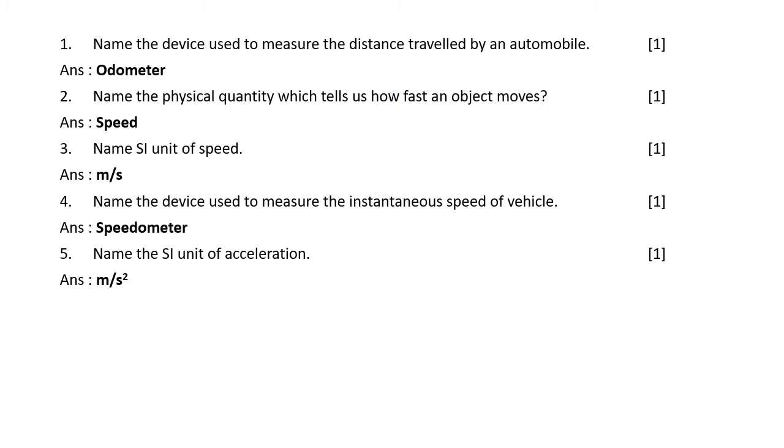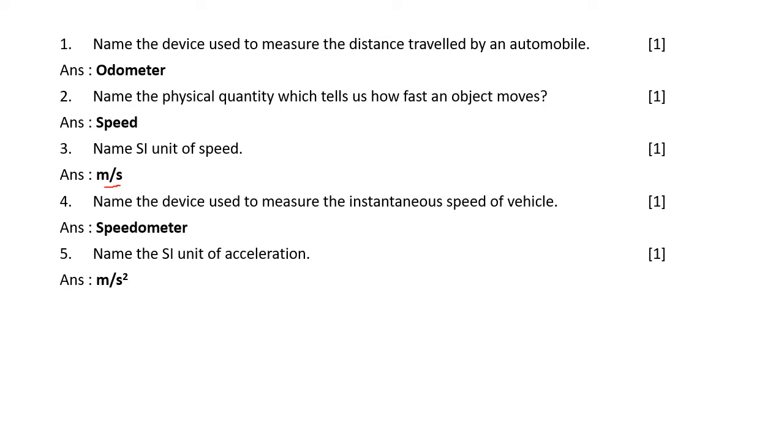The 1 mark questions, you have almost done it correct, but you have to be very careful while writing the SI units. So the distance is measured by the instrument called odometer. Now in the second question, we have to name the physical quantity which tells us how fast an object moves. So here we only want to know how fast it moves and not in which direction. So the answer is speed, and speed is enough to know how fast it moves. Then the SI unit of speed is meter per second. Be careful with that. Then the instantaneous speed of the vehicle is given by the speedometer, that everybody knew.